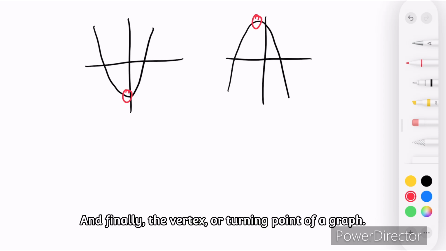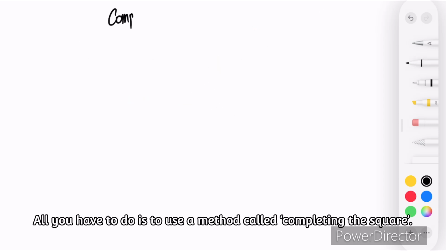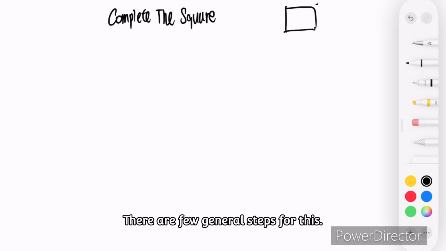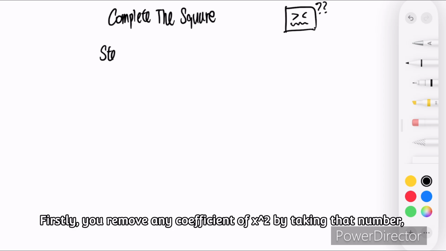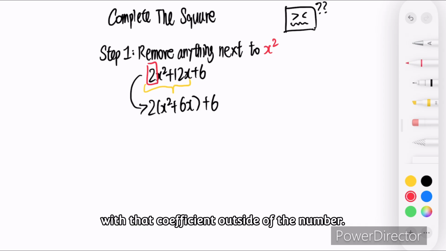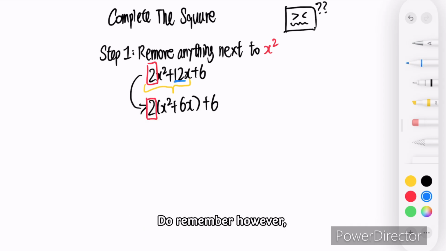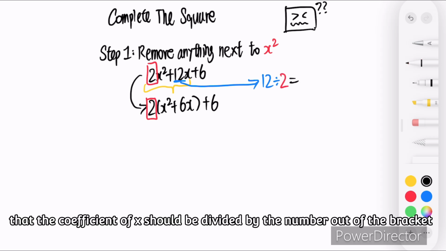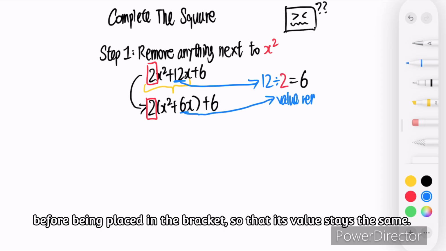And finally, the vertex, or the turning point of the graph. All you have to do is to use a method called completing the square. There are a few general steps for this. Firstly, you remove any coefficient of x squared by taking that number, then putting x squared and the entirety of x into a bracket with that coefficient outside of the bracket. Do remember, however, that the coefficient of x should be divided by the number outside of the bracket before being placed in the bracket so that its value stays the same.